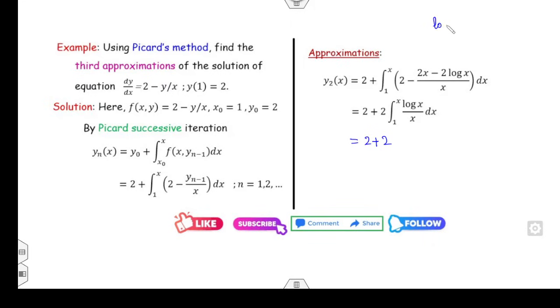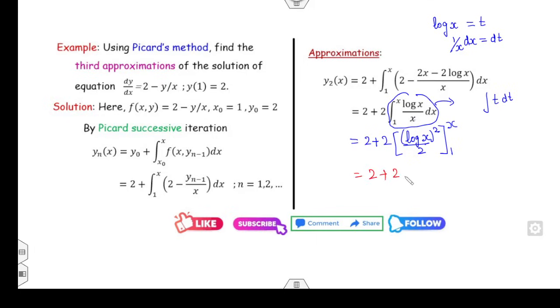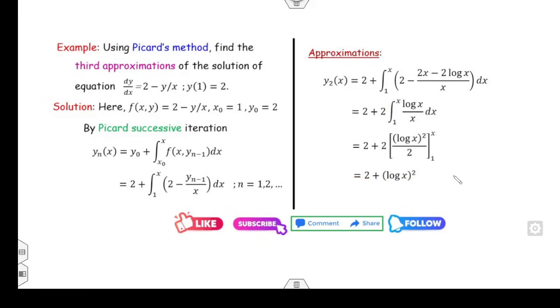Fine. So if I take log of x as t, then 1 over x dx will be dt. So this portion becomes the integration of t dt. So that will be t square, so log of x square divided by 2 from 1 to x. Substitute the upper and lower limits. 2 and 2 will be cancelled out. So that number will be log of x whole square. And if you substitute 1, that number will be 0. So your answer is 2 plus log x whole square.